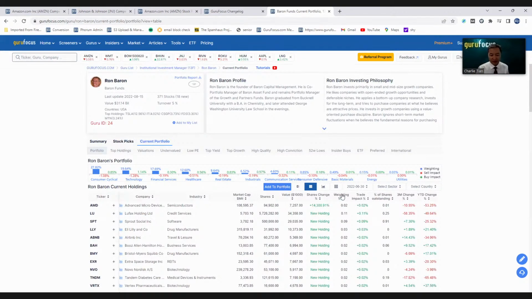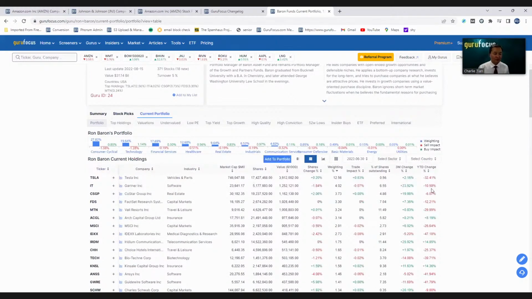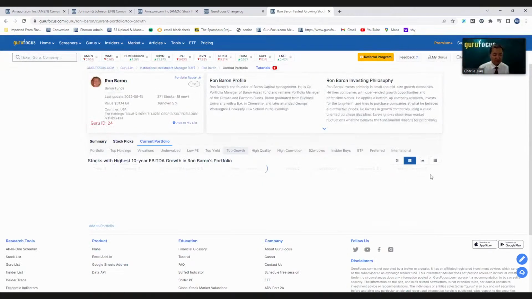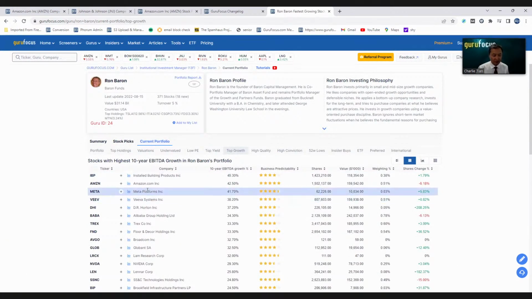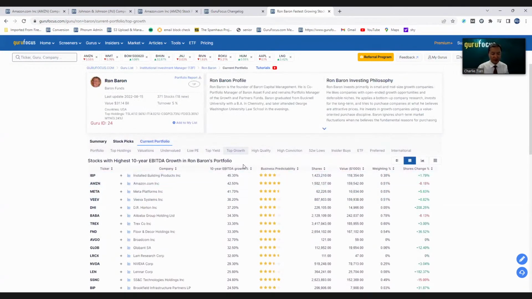And look at his top holdings, and you can also go deeper into his portfolio. For instance, if you want to check the top growth companies in his portfolio, just click on top growth, and you can see the companies that have high EBITDA growth. In Ron Baron's portfolio, the first one is Installed Building Products. The second one is Amazon. This is based on 10-year EBITDA growth. In the last 20 years, he certainly did better than the S&P 500.